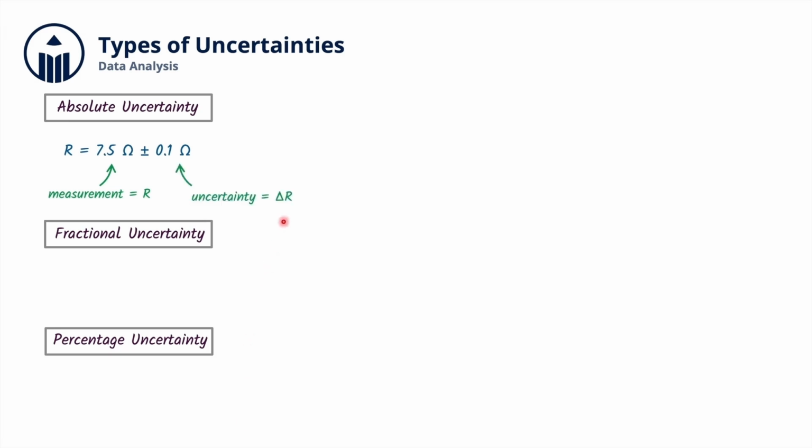This is indicated with a delta in front of the variable. This means the highest value is 7.5 plus 0.1, which is 7.6 ohms, and the lowest value of R is 7.5 minus 0.1, which is 7.4 ohms. The true value of the resistance lies in between these. This is the uncertainty we sum if measurements are added or subtracted. Both the uncertainty and the measurement must have the same units.